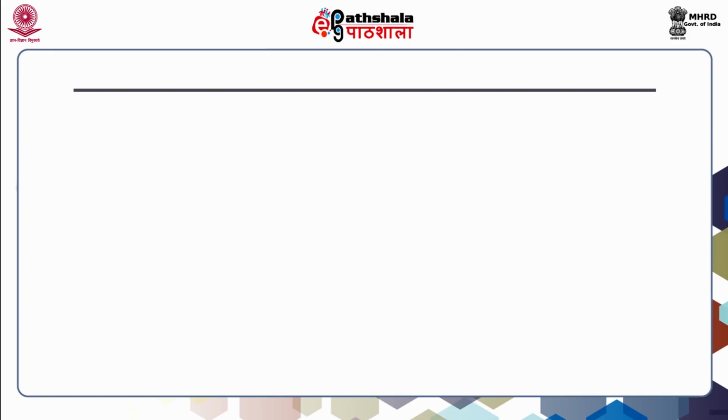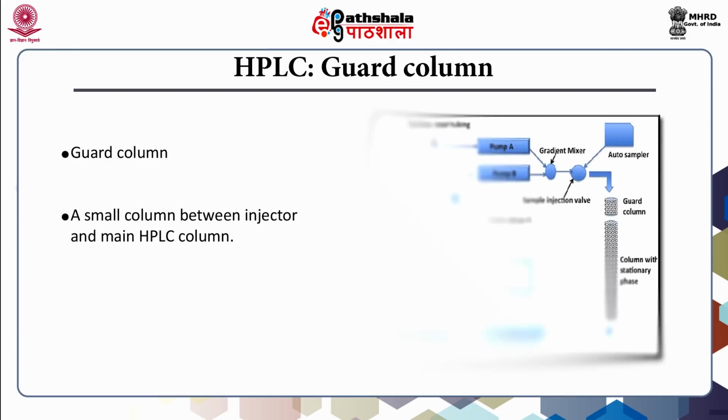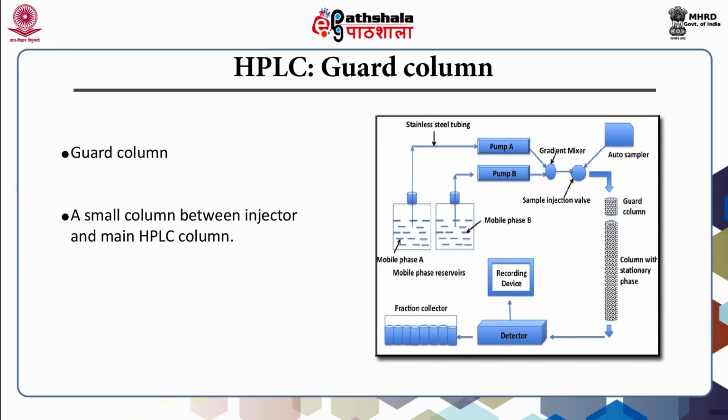In the next slide we will discuss another component of HPLC, that is the guard column. A guard column is a small column between the injector and the main HPLC column, and this column is mainly used to protect the main column from impurities. Whatever impurities are present in the sample are captured in the guard column, so that the pure sample enters the main column. That is the main advantage of the HPLC guard column.